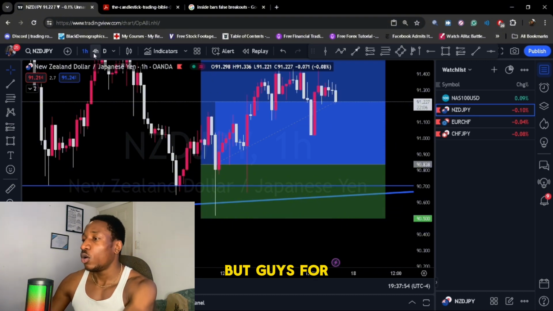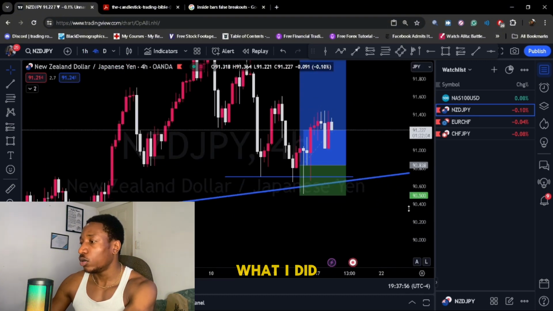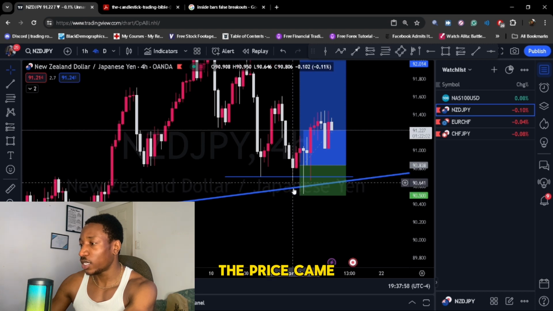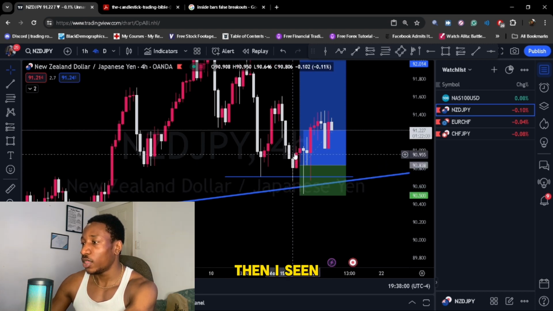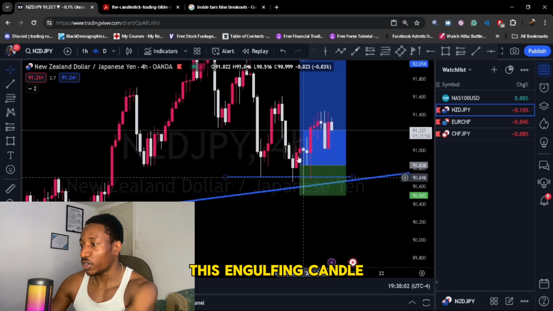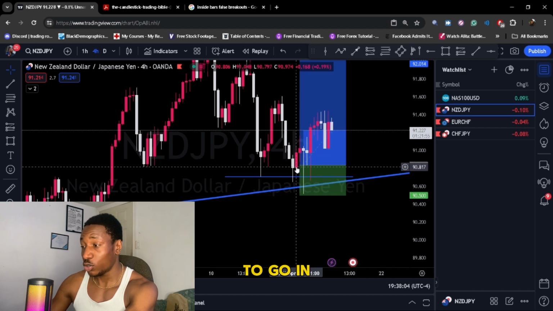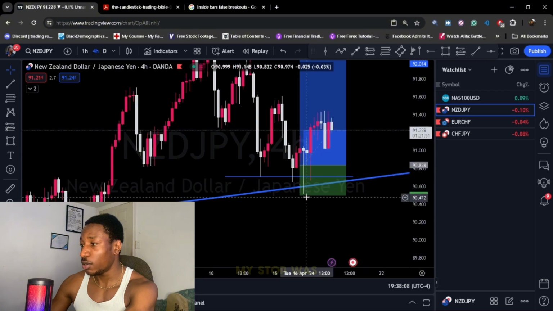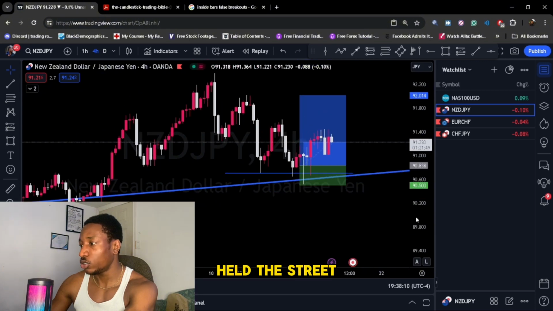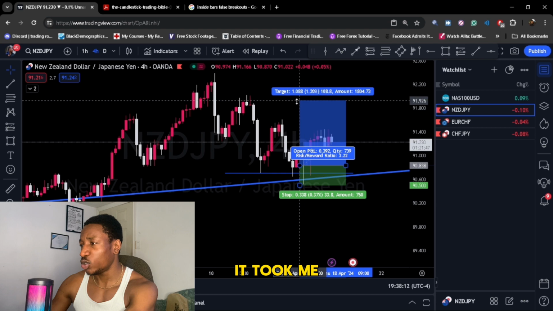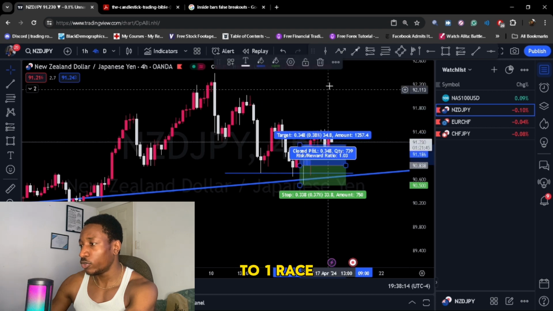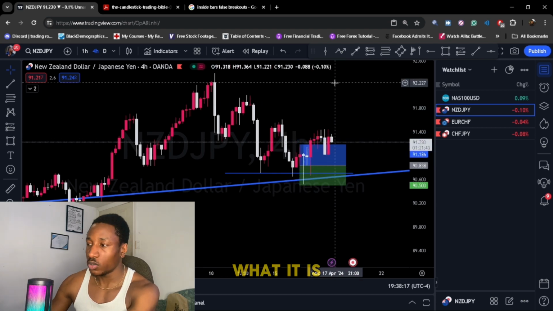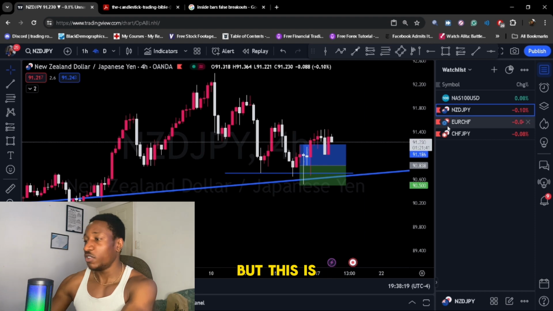But guys, for me personally, what I did was I saw that price came here, poked out the first time, then I saw this engulfing candle here, and then I waited for price to go in a retracement, which it did, and then I placed my entry right there, my stop loss right there, and I held this trade. And this trade took me out at 1-to-1 risk to reward right there, but it is what it is. Let's see how price does develop. But this is the first example.